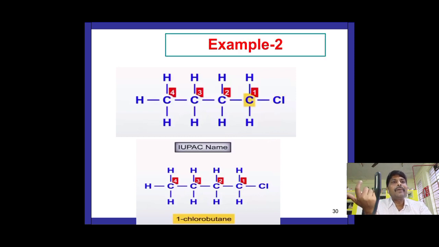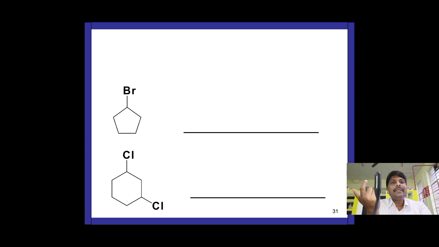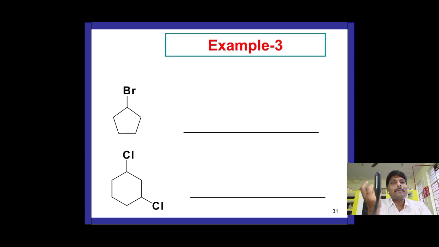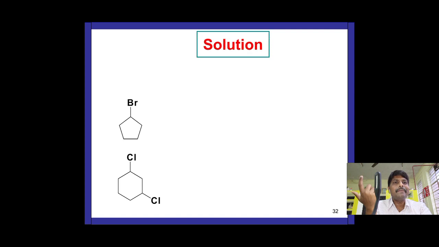Okay, next example 3. Children, what is the name of the first compound? Here it is not a chain, it is a cyclic compound. How many carbons are there? 1, 2, 3, 4, 5. Five are there. If it were a chain, pentane. Now it is in cyclic form, cyclopentane, but it is attached with Br. So the prefix is bromo. So what is the name?